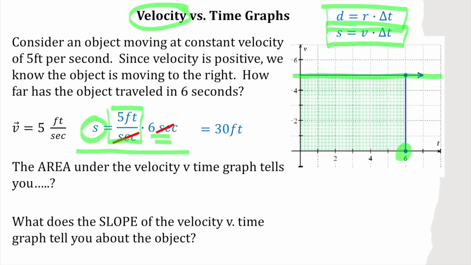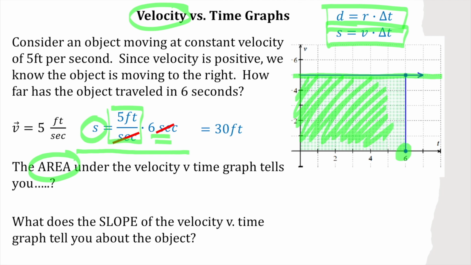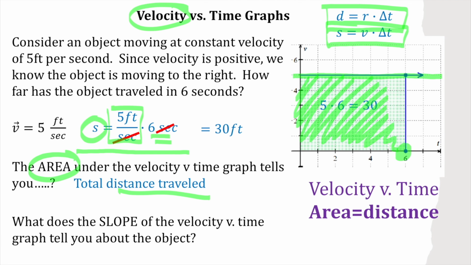That's an algebraic representation, but I want you to look at the graph. What is the area under the velocity versus time graph? This area, all this in green, what is that area? 5 times 6, the area is 30. So the area in that box there is a graphical representation of the distance traveled. This is very, very important. In a velocity versus time graph, the area equals a distance traveled.